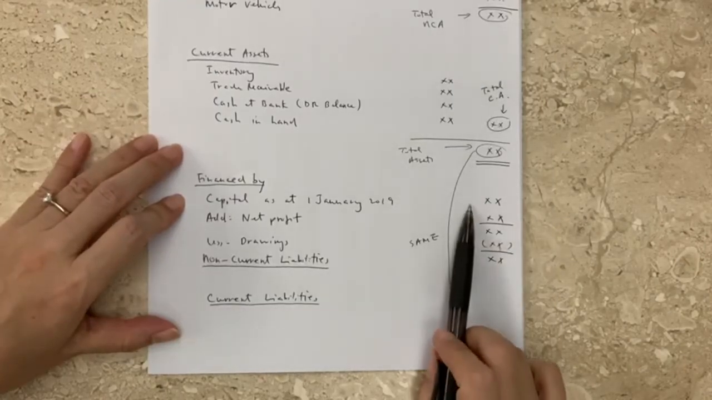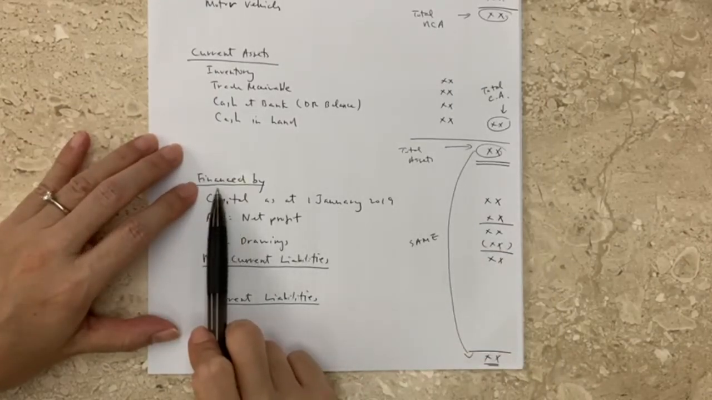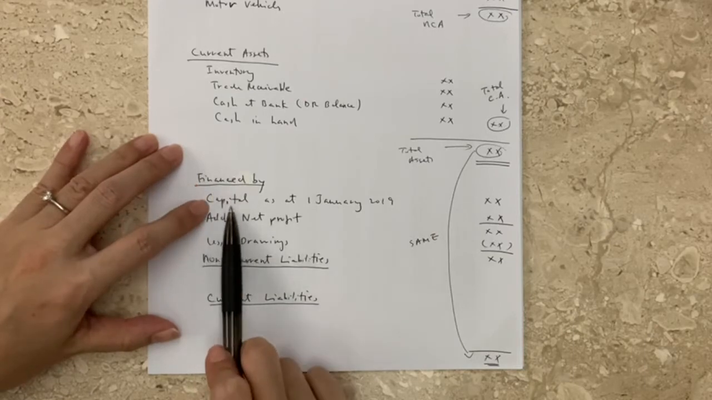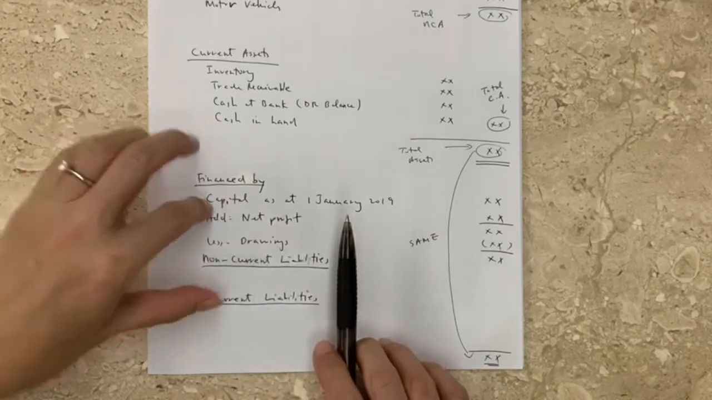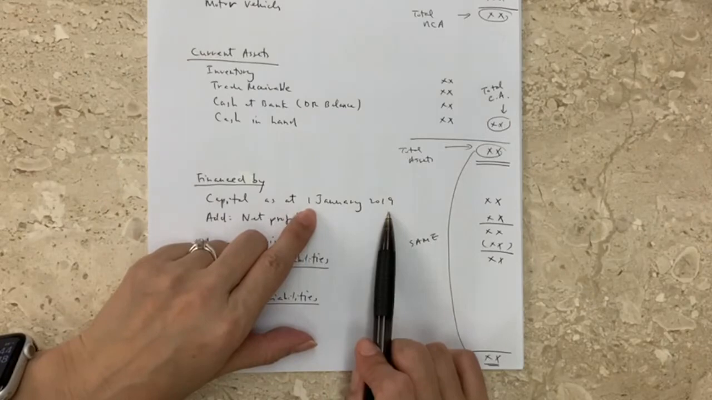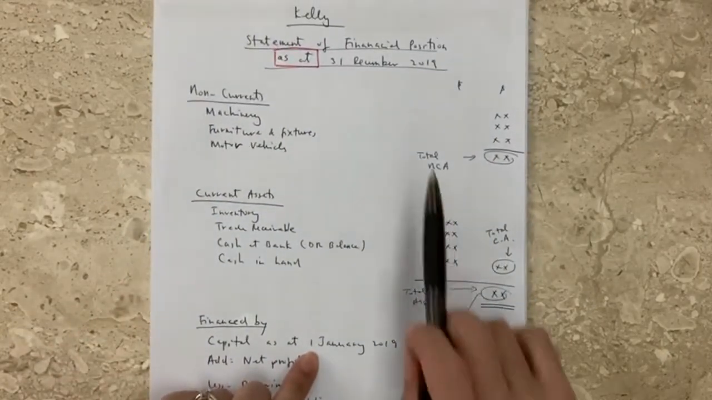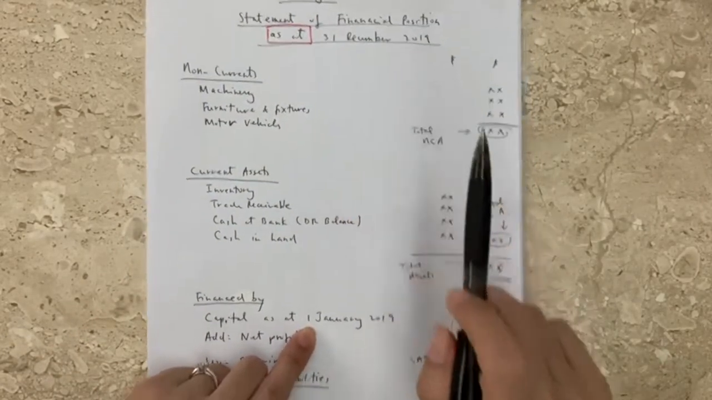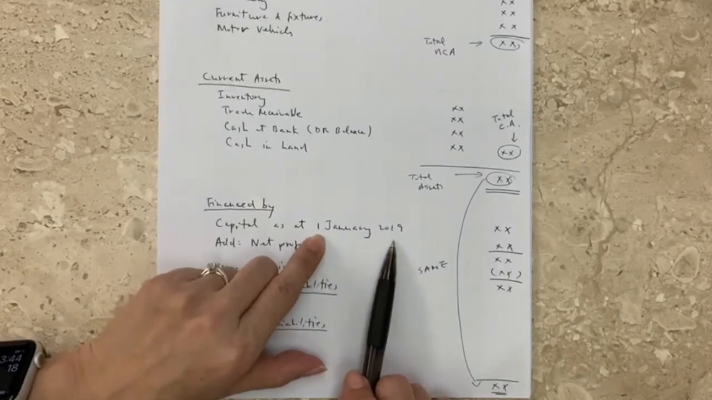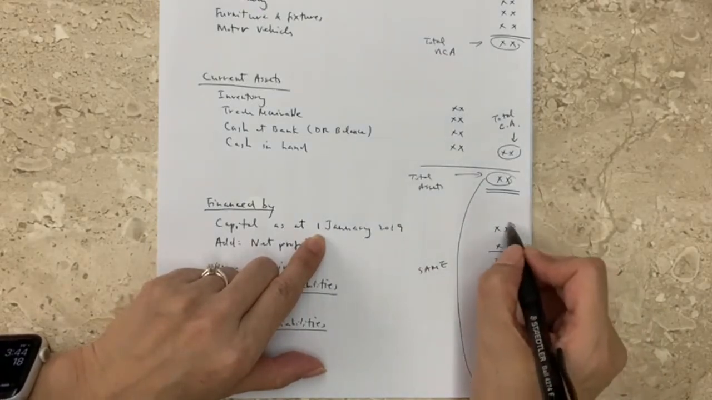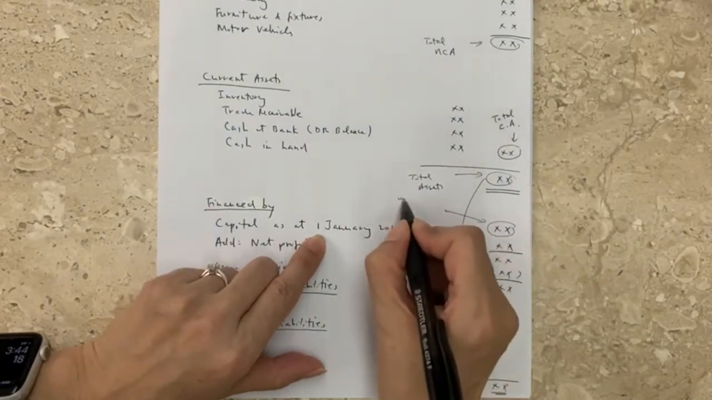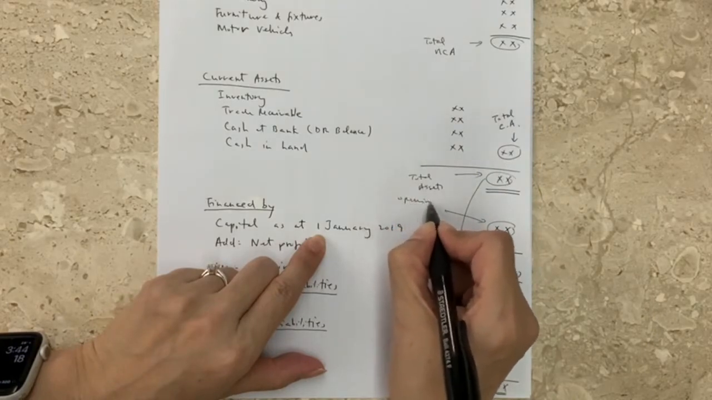Okay, the second part of the statement of financial position. We have this "financed by", and we start with the capital. Now, if you look at the dates, 1st January 2019 to 31st December 2019, that means this is the opening capital. So therefore, this figure means opening capital.